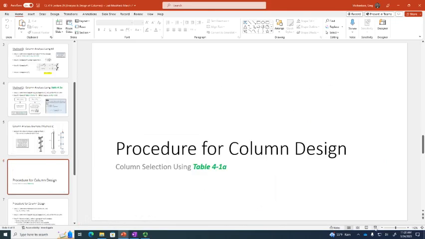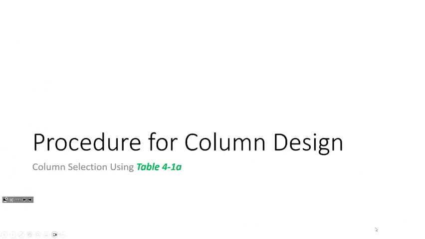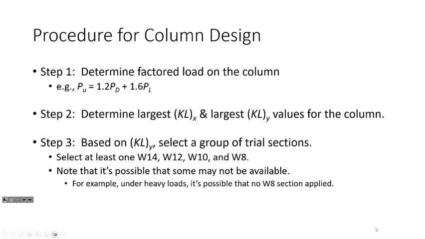Okay. So now I want to talk about design. Okay, I want to talk about column design. Column analysis is I give you a column, predict its capacity. Now I want you to select a column for a given load. Okay? Now, here's how you do it. The first thing you've got to do is determine your factored load, like 1.2 dead plus 1.6 live, and then you need to determine the largest KLx and the largest KLy. Those two steps are probably pretty easy to understand because we just use Table 4.1. Like, you can see why you need those in order to interpolate Table 4.1.